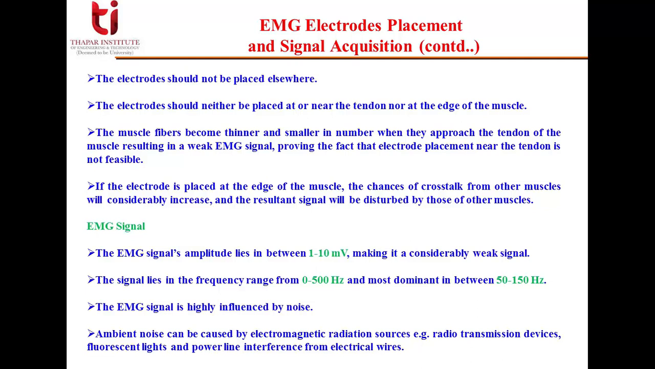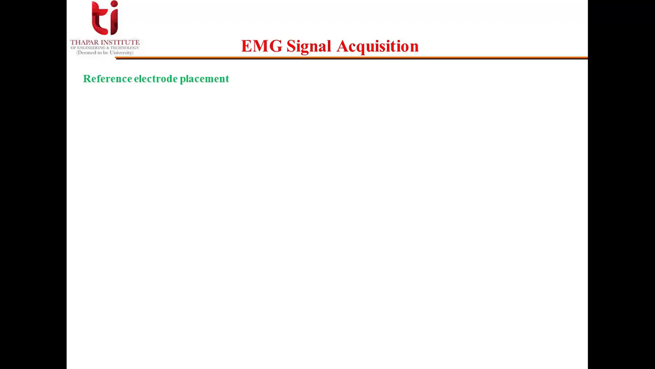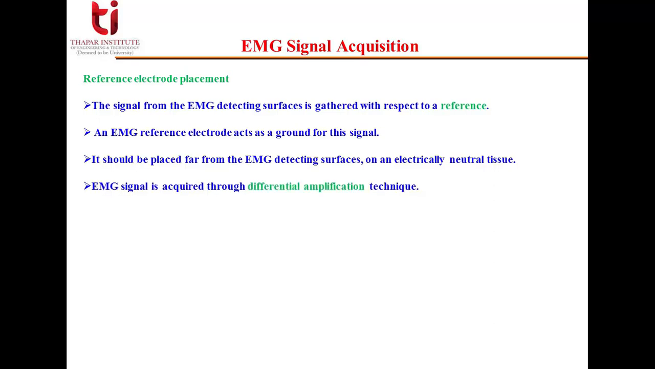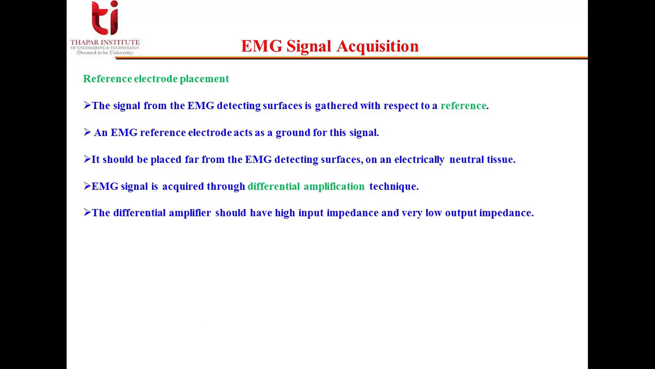Next is how we are placing the reference electrode. The signal from the EMG detecting surfaces is gathered with respect to a reference. An EMG reference electrode acts as a ground for this signal. It should be placed far from the EMG detecting surfaces on an electrically neutral tissue. The EMG signal is acquired through the differential amplification technique. The differential amplifier should have high input impedance and very low output impedance. That is mainly what we need from an amplifier.